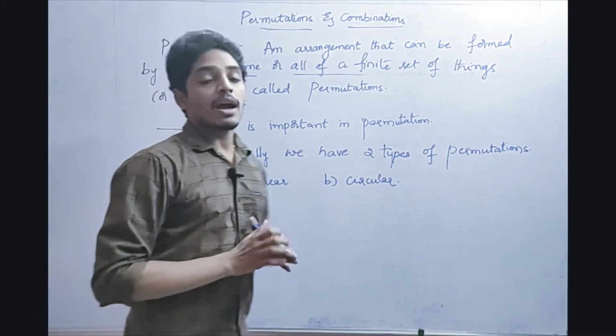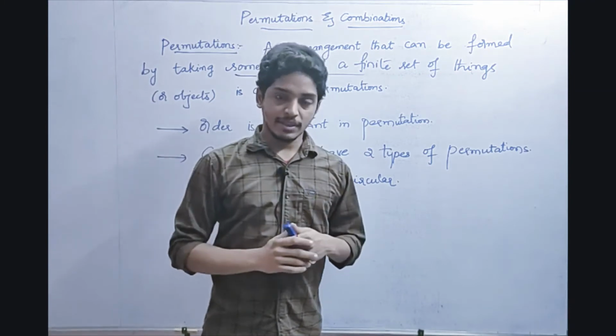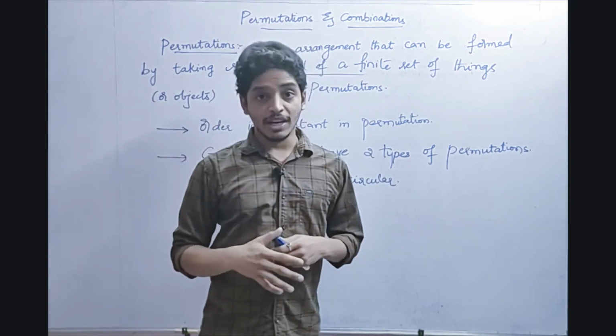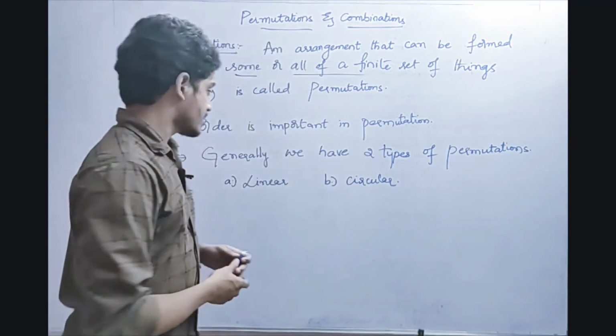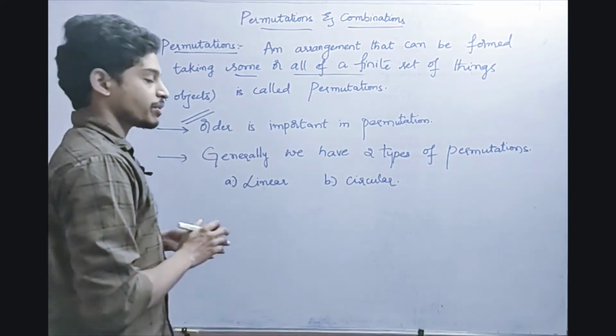Suppose I have five benches. I can arrange them in an order. Right, first bench, second bench, third bench, fourth bench, fifth bench. I can arrange them in an order in 5 factorial ways, right friends? See friends, order is important in permutation. Order is very important. In a certain order we have to arrange.